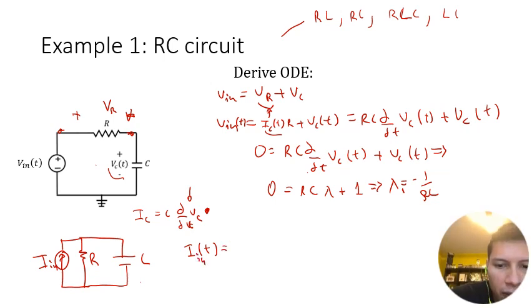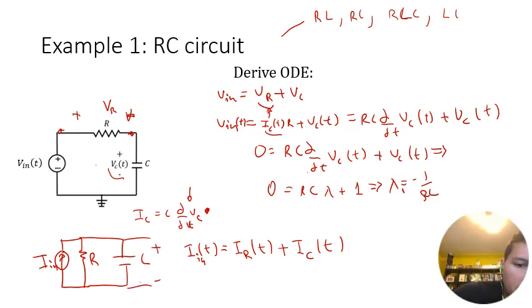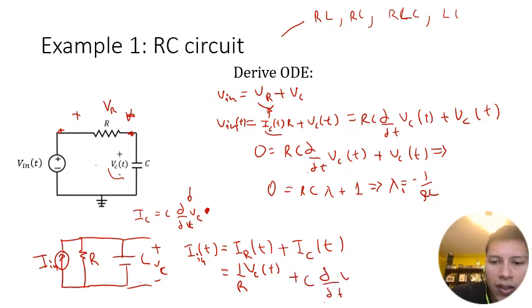IN(t) has to be equal to IR(t) plus IC(t). And again, remember that this is the voltage across the capacitor, which is the same as the voltage across the resistor. So we can rewrite this as Vc(t) times (1 over R plus C d/dt of Vc(t)), and that's equal to IN.